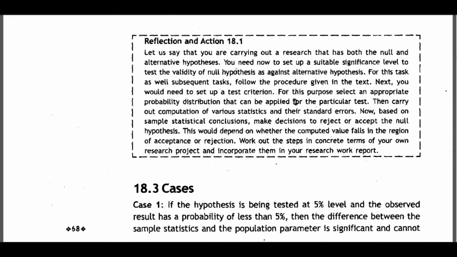Reflections and actions 18.1. Let us say that you are carrying out a research that has both the null and alternative hypothesis. You need now to set up a suitable significance level to test the validity of the null hypothesis as against the alternative hypothesis. For this task as well as subsequent tasks, follow the procedure given in the text.